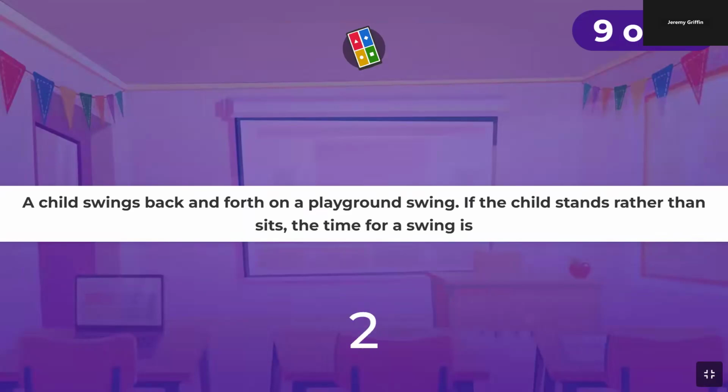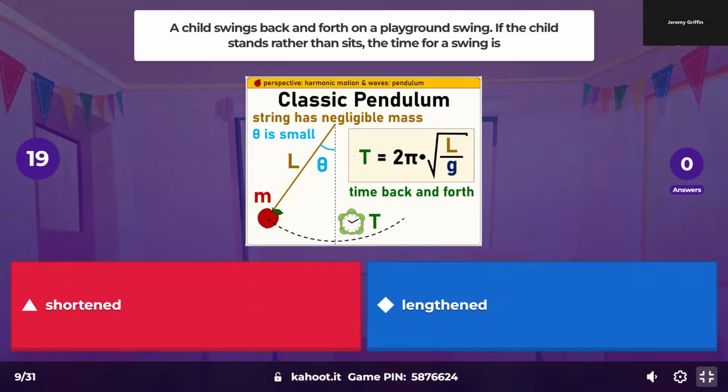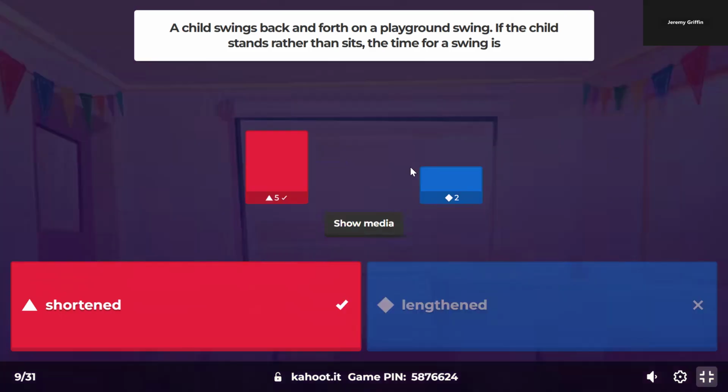A child swings back and forth on the playground swing. What if he stands rather than sits? Guys, if he stands, it's like he's moving his center mass upward. Is that effectively shortening the pendulum? If you have a shorter pendulum, make this L really, really small, what happens to this T? It also gets smaller.